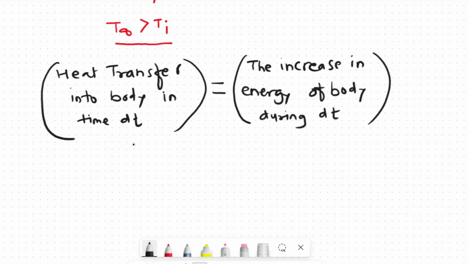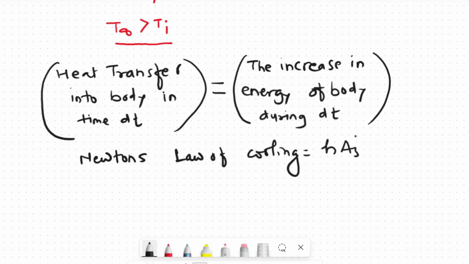Okay, so the heat transfer will take place from the fluid to the body by the process of convection. So we know by Newton's law of cooling, this heat transfer is equal to h into As into the temperature difference. And that temperature difference is equal to T infinity minus T, in time delta t.